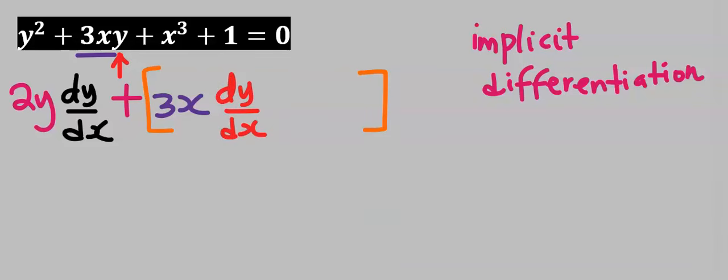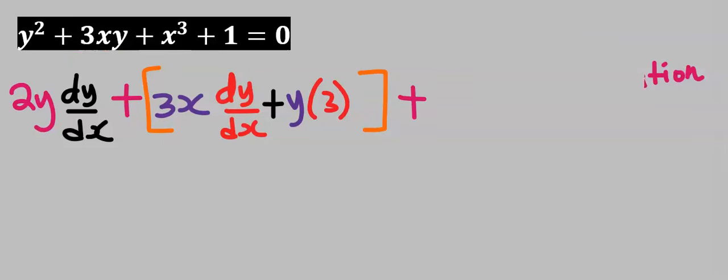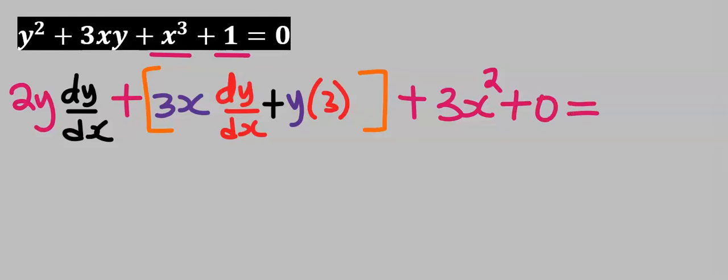Next, in product rule, we now introduce a plus. Next, I will keep y constant. Next, I will differentiate 3x, and I'm going to get 3. The differentiation of this is this. Next, differentiate x to the power of 3, and your answer is 3x squared. Next, differentiate 1, and you're going to get 0. Next, differentiate 0, it is 0. Next, open up the bracket.